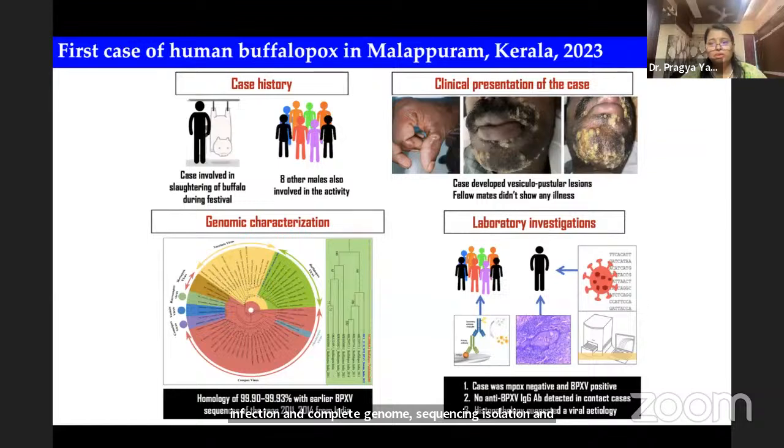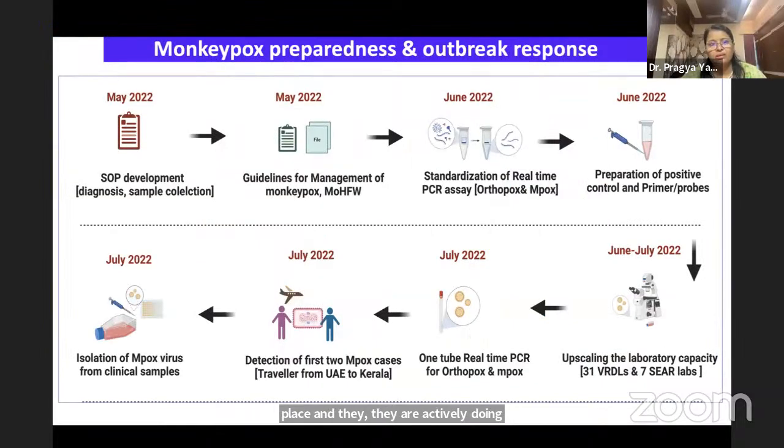In 2023, when the monkeypox alert was there, while we were testing for monkeypox, we could detect a buffalopox case in Kerala, which became the first case of buffalopox in Kerala. Genome characterization was done, and we could see which strain is circulating. What I'm trying to say is that if you have a laboratory in the place and they are actively testing, you can also detect many other pathogens which are circulating at the same time.